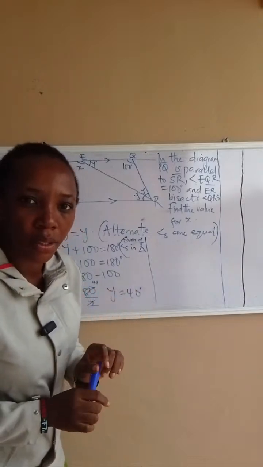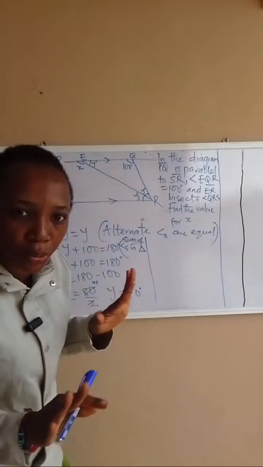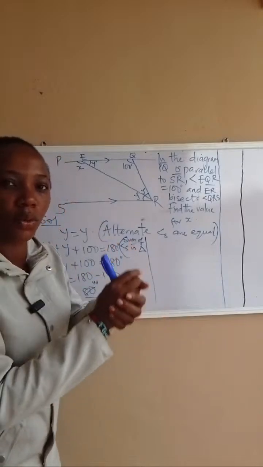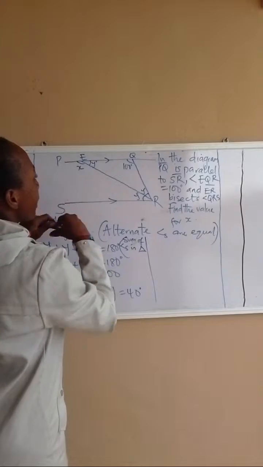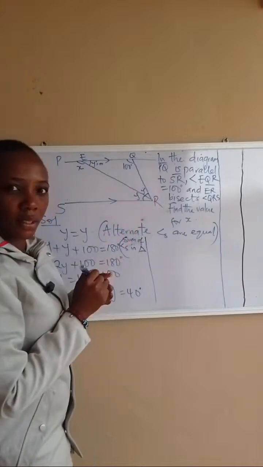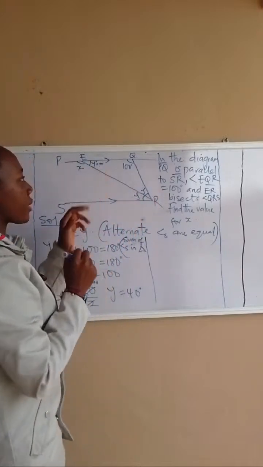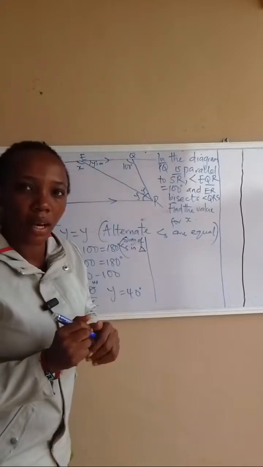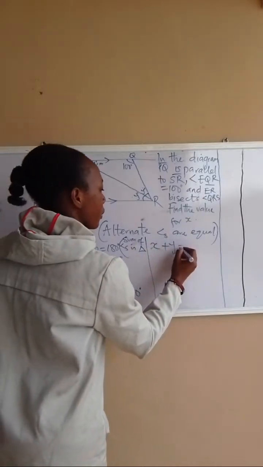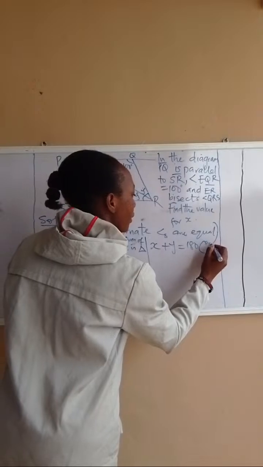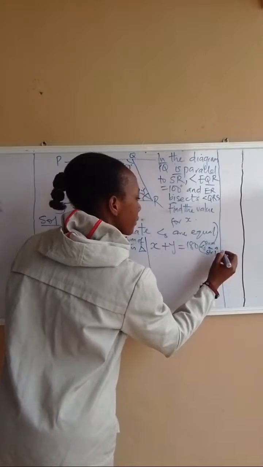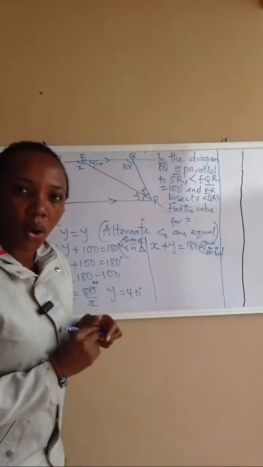So y is 40 degrees. Remember, we're not told to find out what y is. We're asked to find the value for x. So now, if this is 40, all of these are 40 as well. For us to get x, angle on a straight line can help us. So x plus y is equal to 180. Sum of angles on a straight line.